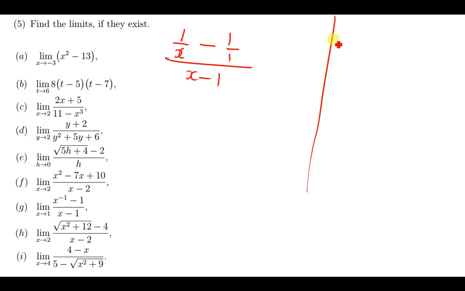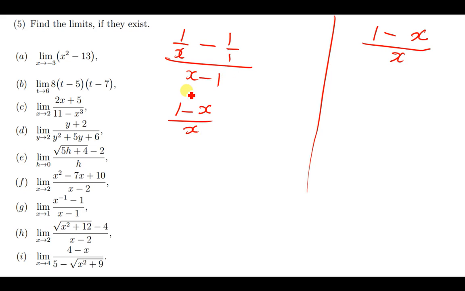Okay, so simplifying the numerator there, I find the common denominator first. So the common denominator is x, and then I'll say x into x. The answer is 1, 1 times 1, the answer is 1. Then I'll say minus 1 into x, the answer is x. This is the simplest way you can write this. So it's 1 minus x and everything over x.